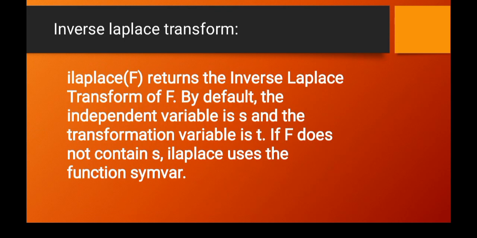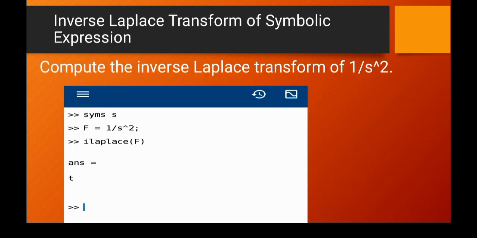Now the next topic is inverse Laplace transform. It returns the function in the time domain, and by default the independent variable is s and the transformation variable is t. If f does not contain s, inverse Laplace transform uses the function symvar. In this example, we see the inverse Laplace transform of a symbolic expression. We compute the inverse Laplace transform of 1 over s squared, and after taking it, we get the answer t.